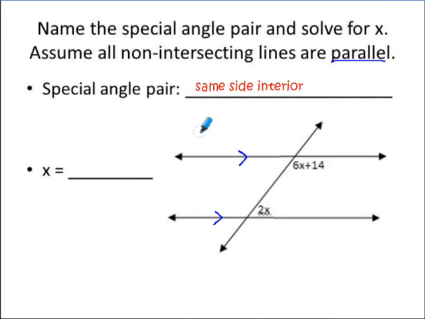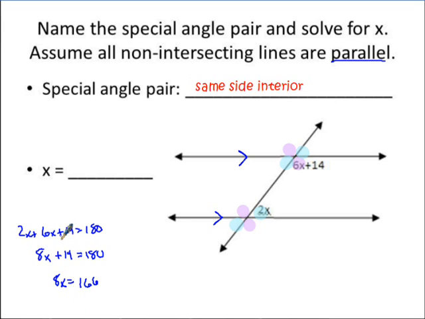Let's do our coloring system and see what we got. So I'll make my checkerboard. Same color means congruent. Different color means they add up to 180. This one's purple. That one's blue. These add up to 180. 2x plus 6x plus 14 equals 180. Then I have 8x plus 14 equals 180. I have 8x equals 166, right?